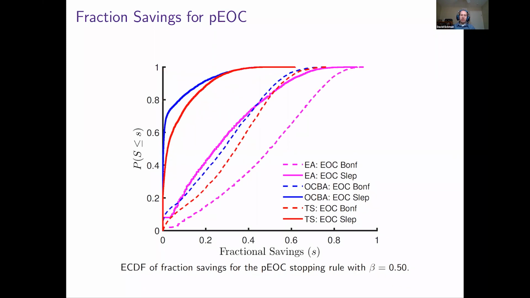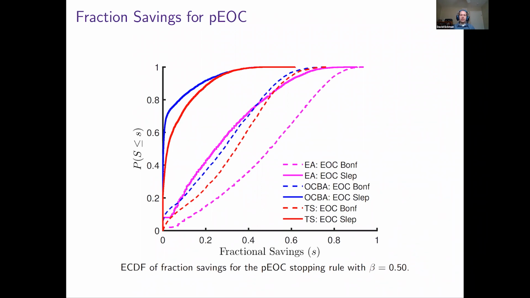The story is much different for exactly checking the posterior EOC stopping rule. Here we see savings against the Slepian bound, and even more so for the Bonferroni bound, for all three kinds of allocation rules, where again, equal allocation offers the greatest potential for savings, but there again, it's the least efficient selection procedure, or least efficient allocation rule.